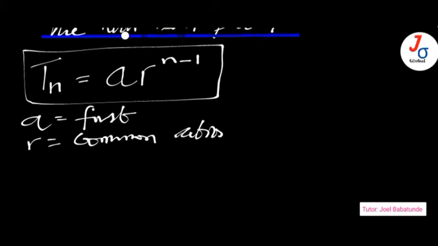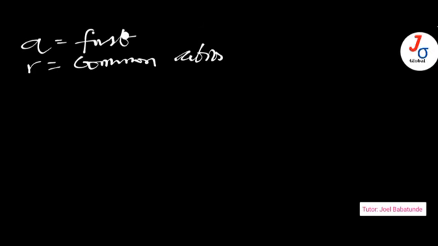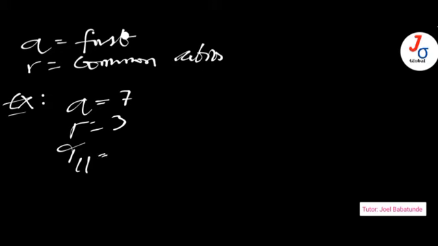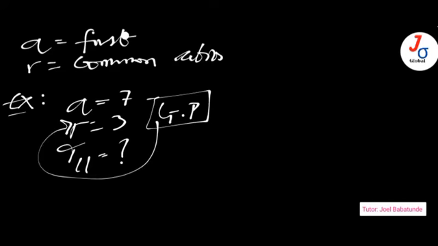So let's take an example. Let's say that the first term of a GP is 7, while the common ratio is 3. You have to find the 11th term. So this is a GP question. How do you know it's a GP question? Because of the common ratio. If it's an AP question, it's going to have a common difference d.